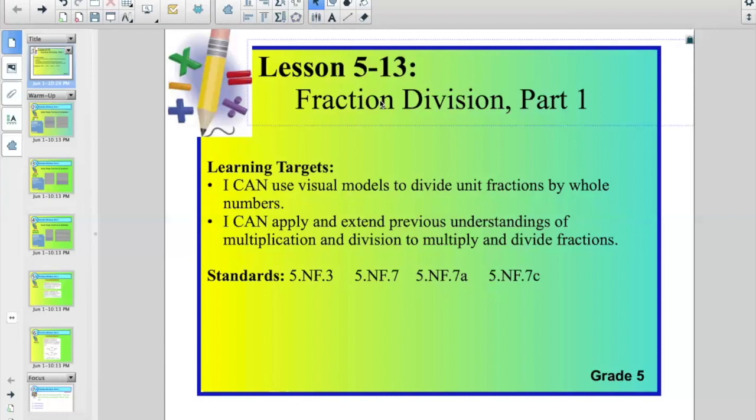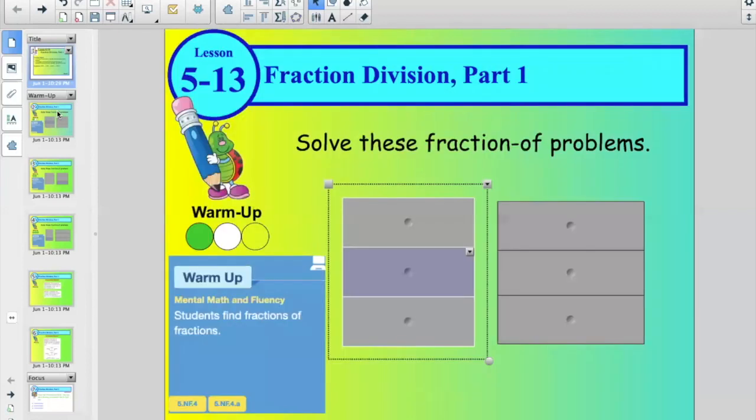Hello, everybody. Happy Monday. Hope everybody's feeling good and ready to do some work on fraction division part 1. At the end of this lesson, I'm hoping that you can say, I can use visual models to divide unit fractions by whole numbers, and I can apply and extend previous understandings of multiplication and division to multiply and divide fractions. Let's get started with a quick warm-up.